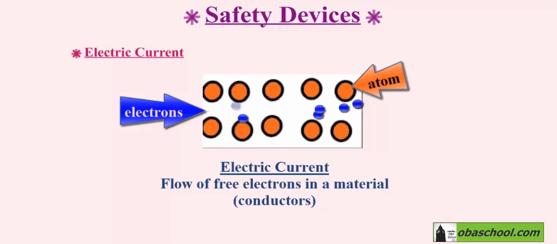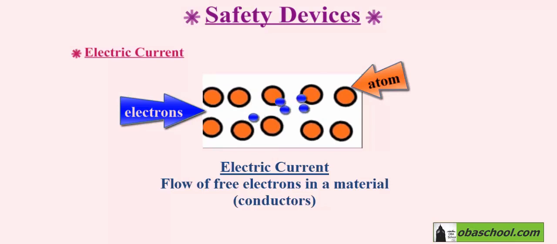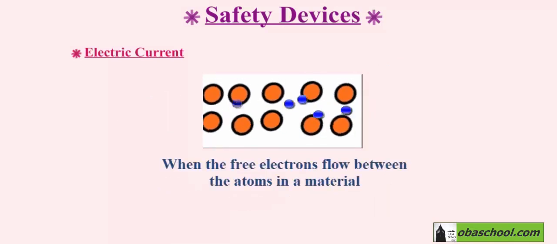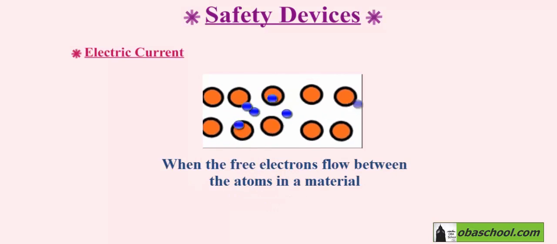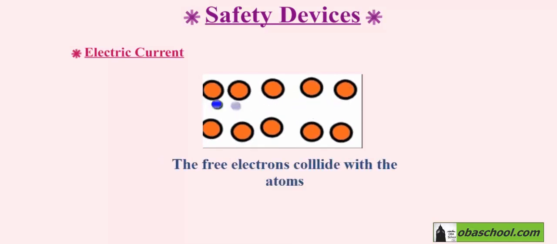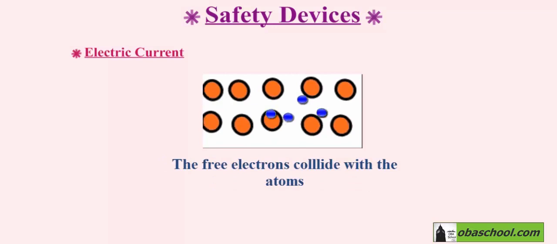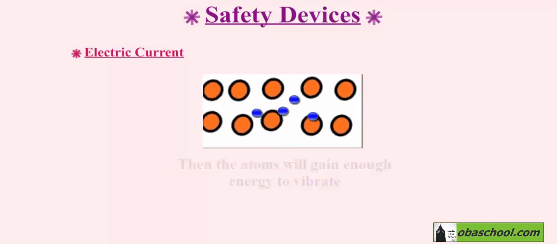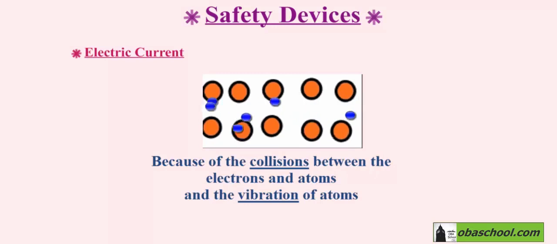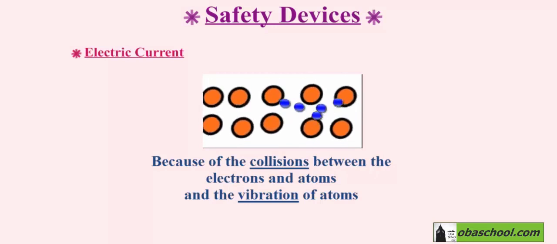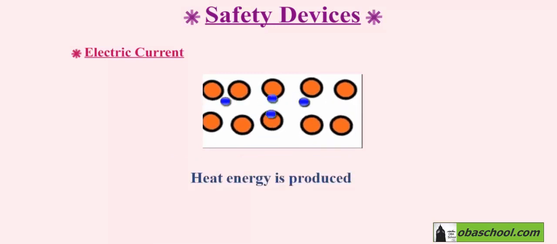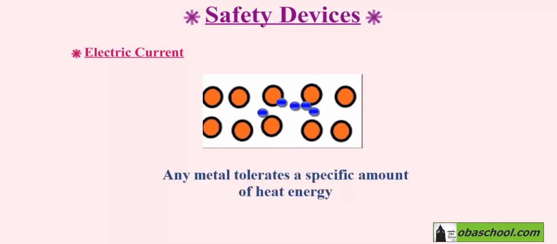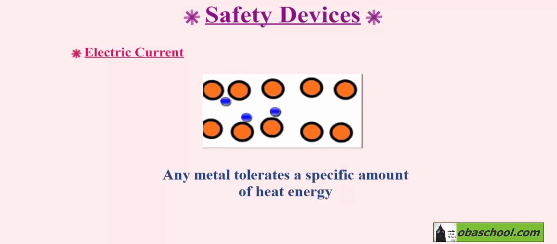As we said, the electric current is a flow of free electrons. Conductors allow the passage of electrons. When the free electrons flow between the atoms in a material, the free electrons collide with the atoms. Then the atoms will gain enough energy to vibrate. Because of the collisions and vibrations of the atoms, heat energy is produced. The metal in the fuse tolerates this heat energy. Any metal tolerates a specific amount of heat energy.